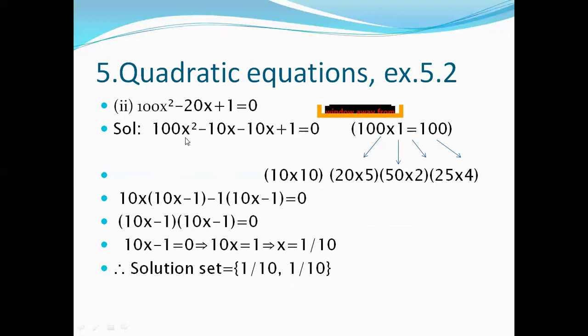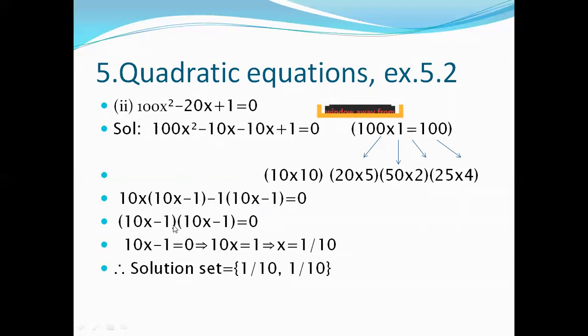In the first two terms, the common factor is 10x. So take 10x common. Here left over is 10x minus 1. In the last two terms, nothing is common, so take minus 1 as common. Then 10x minus 1 is left over. So write it as equal to 0.